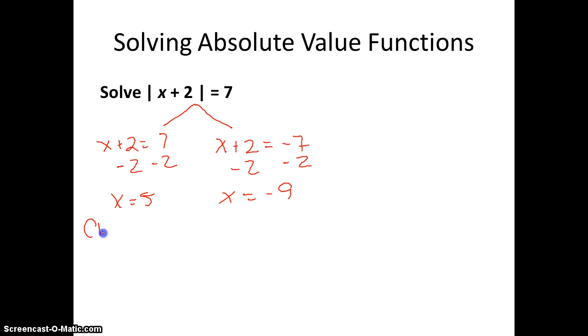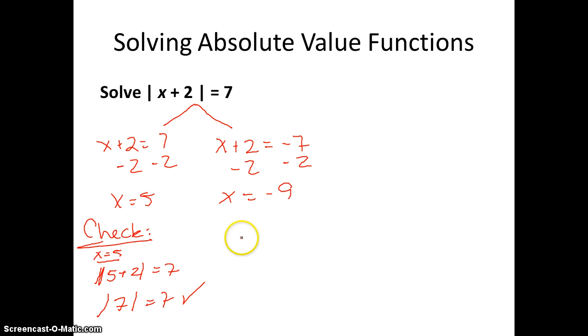And then we have to check our answers again. So the check. First we're going to check for x equals 5. I have absolute value of 5 plus 2, absolute value equals 7. Absolute value of 7 equals 7. True. So then we're also going to check up here.